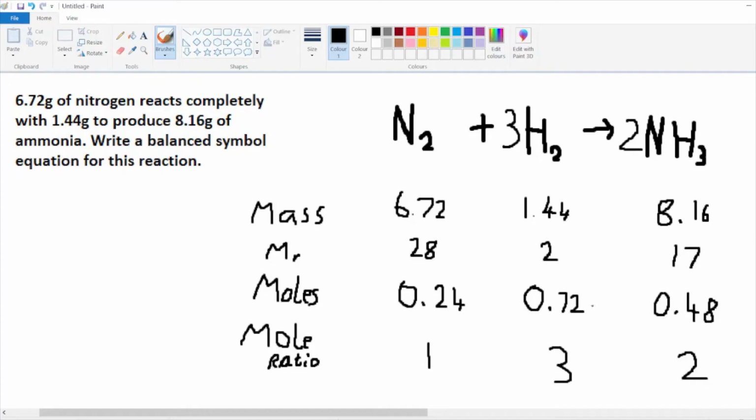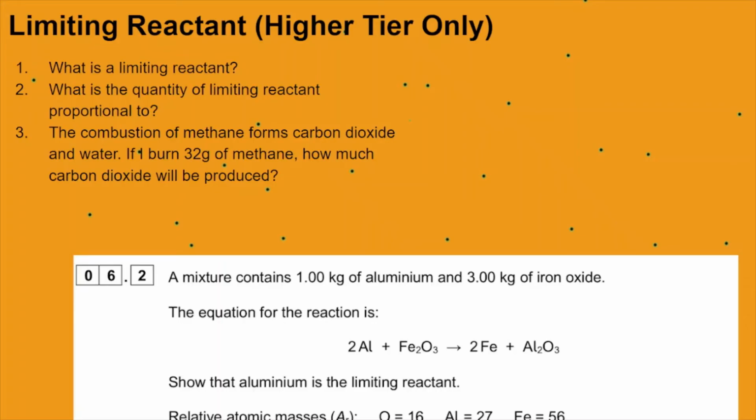So remember this table. This is what I recommend to you. It's going to make it so much less complicated. And remember the formula. Don't forget the formula. So obviously in real life, not all the time are we going to react the perfect amount with the perfect amount. So we're not always going to take exactly 6.72 grams of nitrogen with 1.44 grams of hydrogen exactly, are we? There's going to be different masses that we take, and that gives us a limiting reactant.